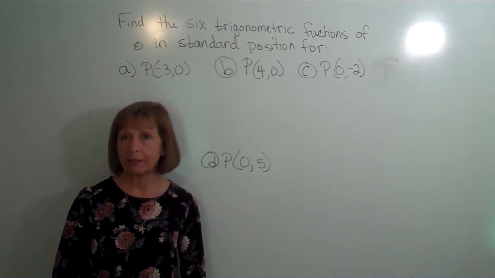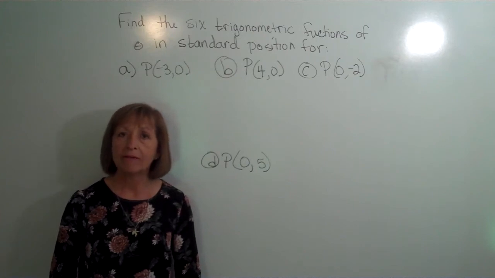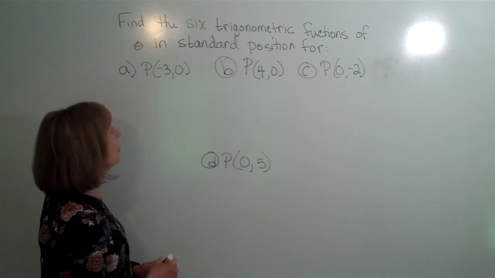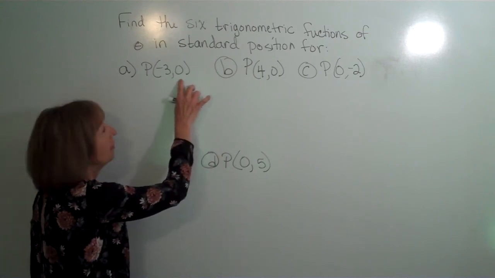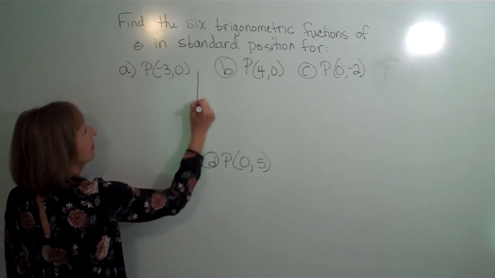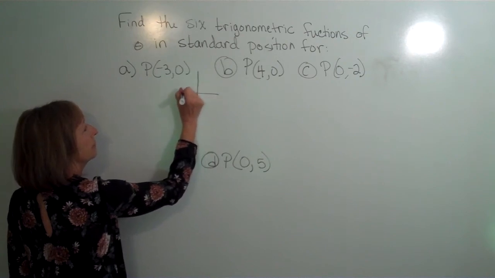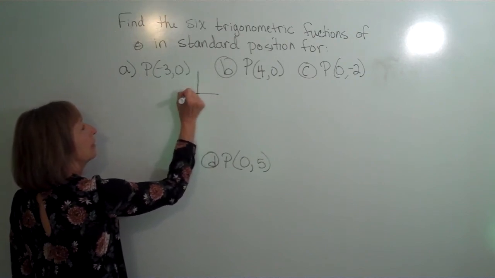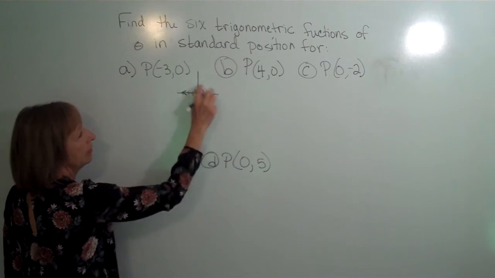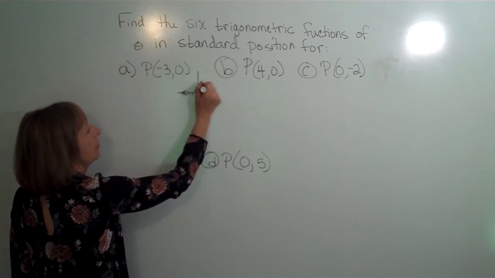Let's find the 6 trigonometric functions of points on the terminal side of an angle who have either the x or the y coordinate 0. So the first one is, my point is -3, 0. So when I think about graphing this, I have left 3, don't go up or down. So here is my trig angle in standard position, and we're calling it theta for these examples.